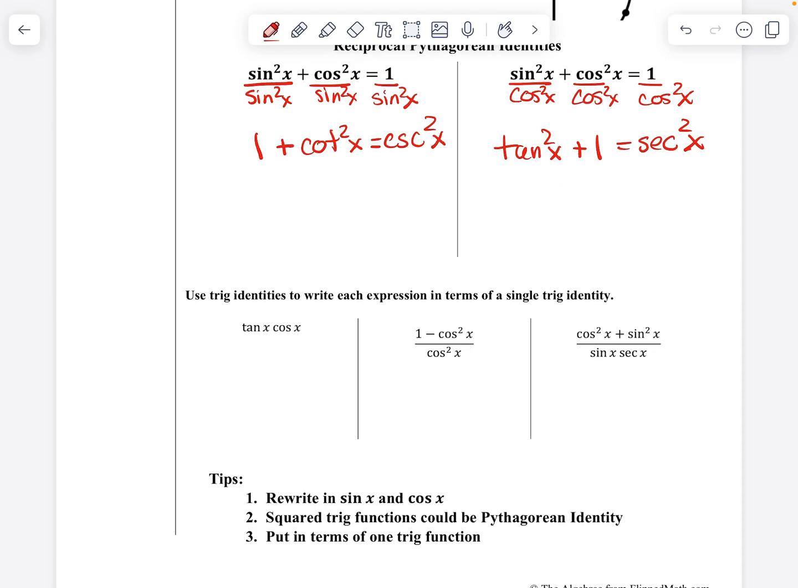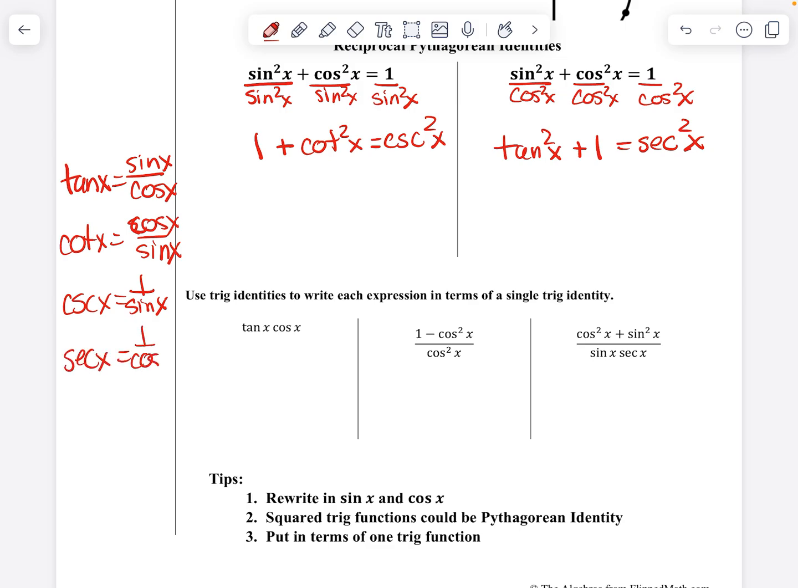So use trig identities to establish this. A couple of things we need to remember. What does tangent of x equal? Well, tangent we know is sine over cosine. Cotangent of x is cosine of x over sine of x. Cosecant of x is 1 over the sine of x. And the secant of x is 1 over the cosine of x.